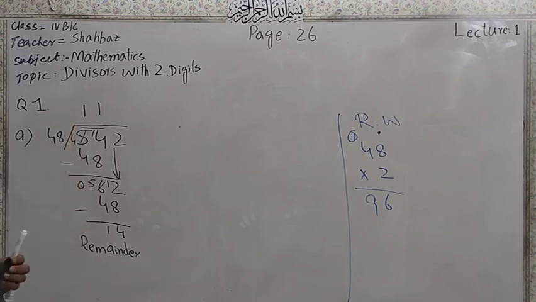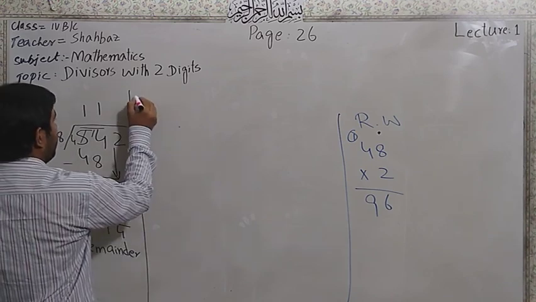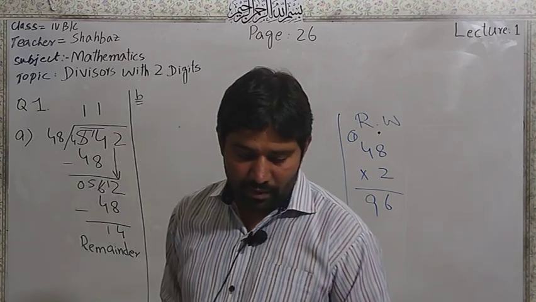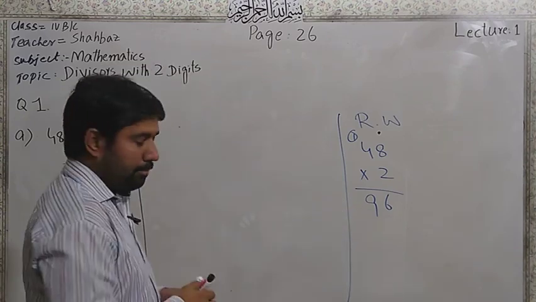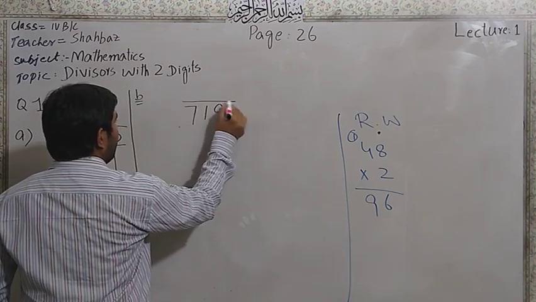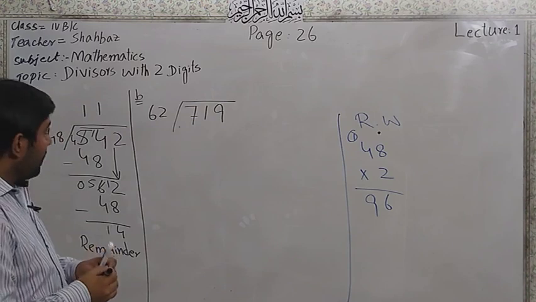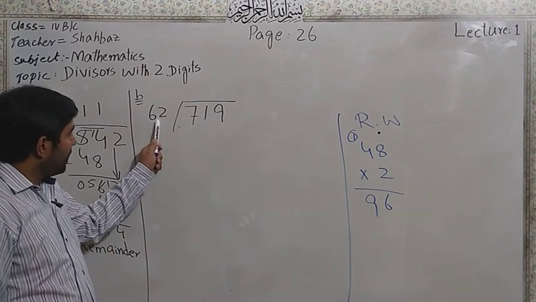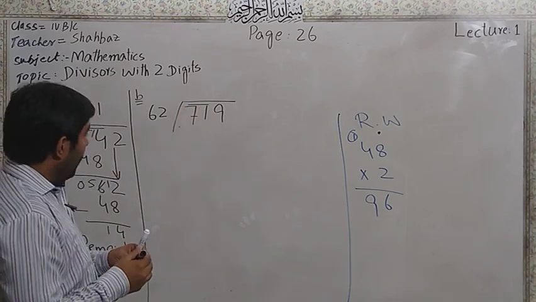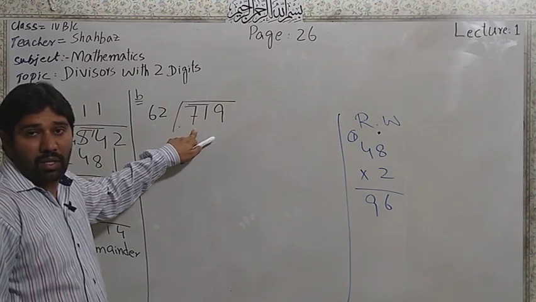Okay, this question is finished. Now you have question B. Question B is 719 divided by 62. Again you will see that this 7 is less than 62. So you will join 2 numbers. Now it's 71. And you can see that this 62 is very near to 71.